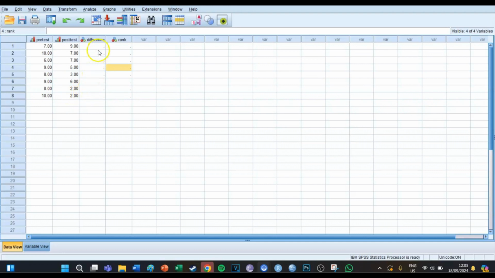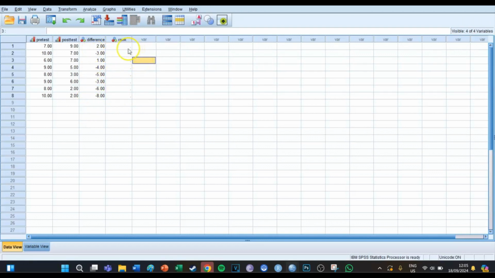Then the first thing which SPSS does is assign the differences to those 2 tests. And for example, the first one had an increase of 2, the second one had a decrease of -3, the third one had an increase of 1, then the fourth one -4, -5, -3, 6, -6 of course, -6, and then -8. And that is the difference of the means, which SPSS calculates first.